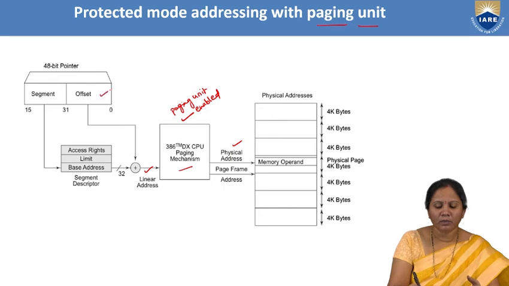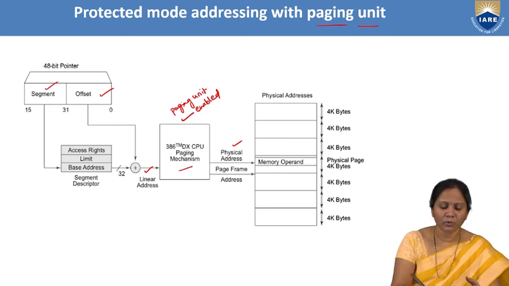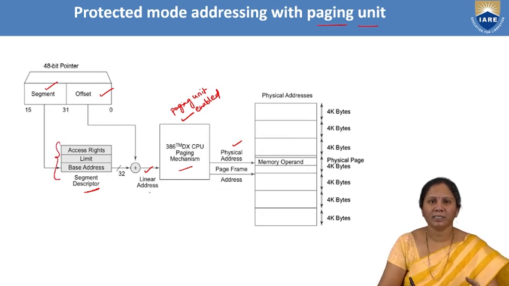Same here, we get the offset address from this offset value, and we get the segment address from this segment descriptor using parameters like access rights, limits and base address. If we add these two together, we get the linear address. If that linear address is given as input to the paging unit, it converts the linear address into a physical address.